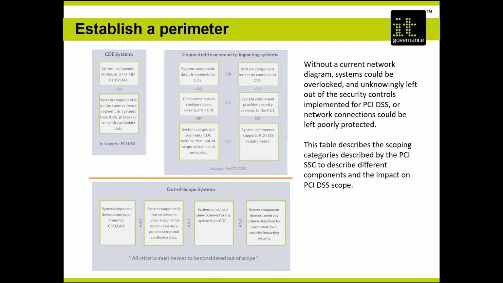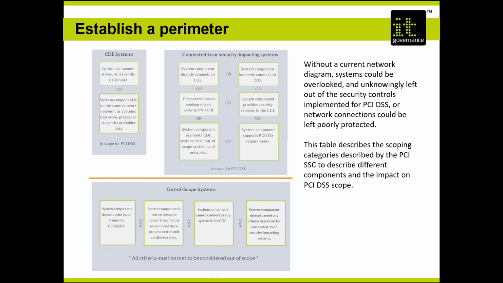But rather than leaving out the components you think are out of scope, the best approach is to concentrate first on accurately representing the components and their connections, comparing to the data flow diagram, and then this will help you establish which technologies impact the CDE. Remember, system components could include the assets on network components.